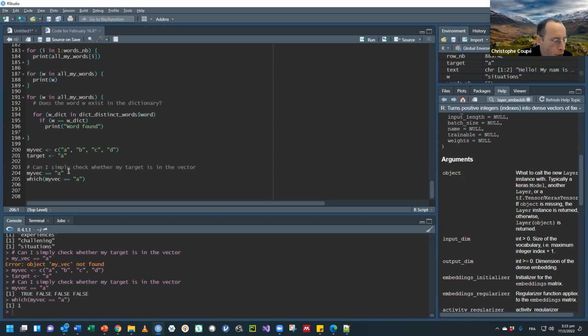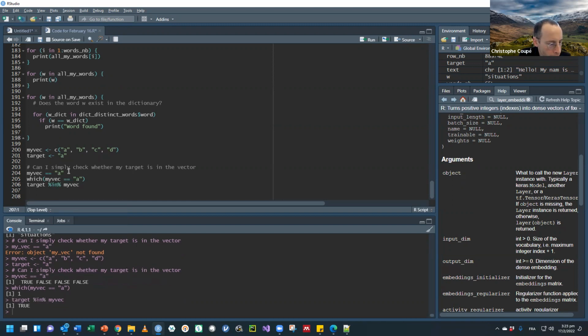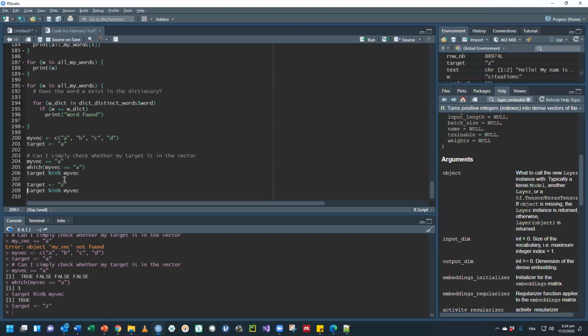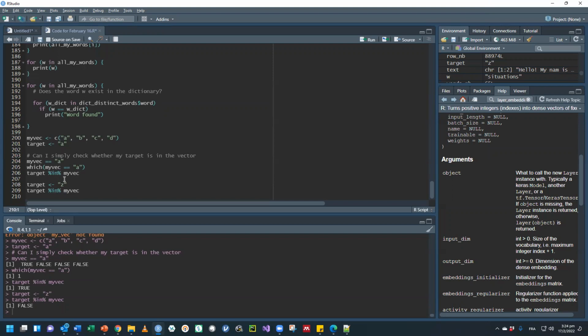I'll show you what we're going to use. What you can do is use this one. Here, if you do that, you will get true if the target can be found in the vector, and you will get false if the target cannot be found. Let's say the target now is Z, and we want to try. If we try, this time we get false. So we can do a test and know whether a word appears in the dictionary or not.